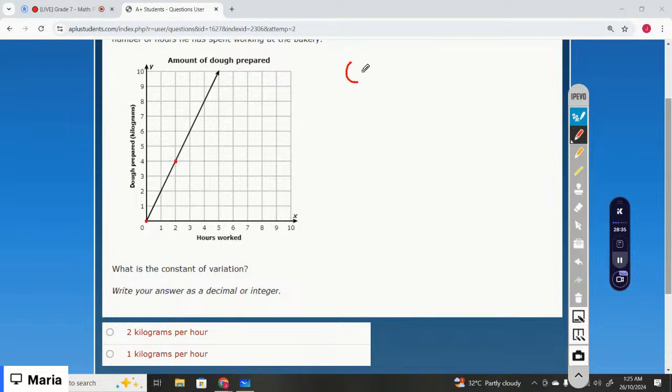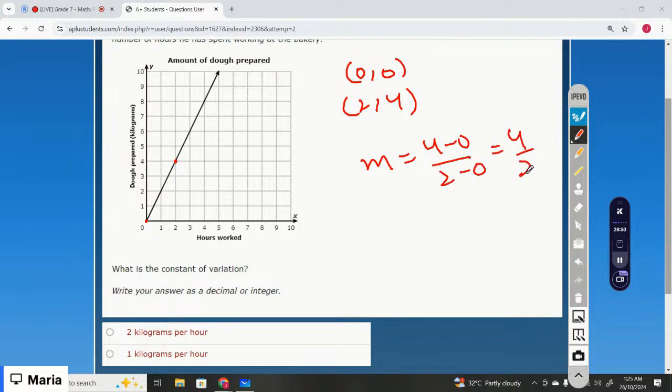The coordinates for the first is 0, 0 and the coordinates for the second one is 2 and 4. X is 2, y is 4. Just calculate the slope. So the slope is 4 minus 0 divided by 2 minus 0. So that is 4 over 2. So 4 over 2 is 2. So that means the slope of this graph, the constant of variation of this graph, is 2. That is 2 kilograms per hour. Got it?